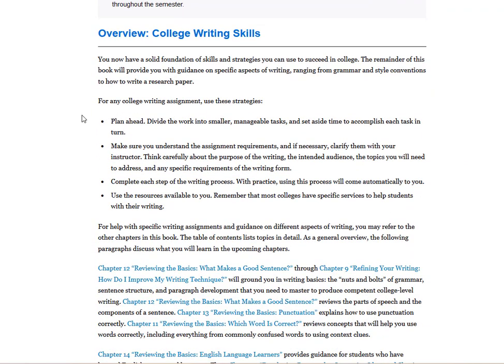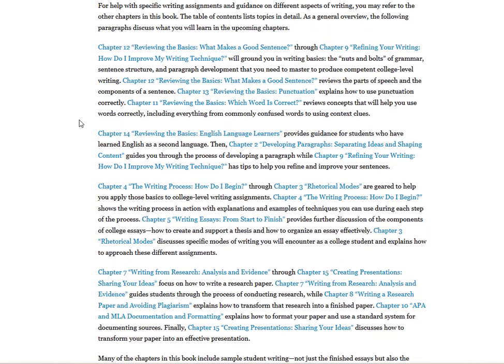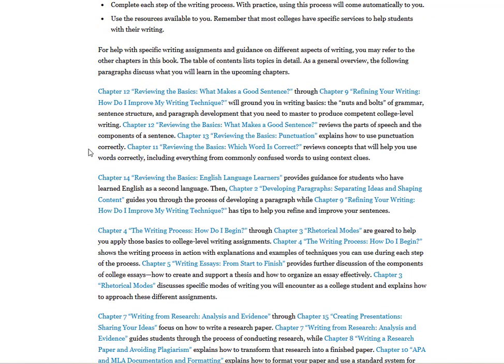So college writing skills: plan ahead, divide the work into smaller, manageable chunks. Make sure you understand the assignment, and if you don't understand the assignment, reach out to your teacher. Complete each step of the writing process. Use the resources available from your university. And then here you have an overview of Chapter 12, Chapter 14, Chapter 4, Chapter 7. Take notes of what this is, because this will help you read these chapters.